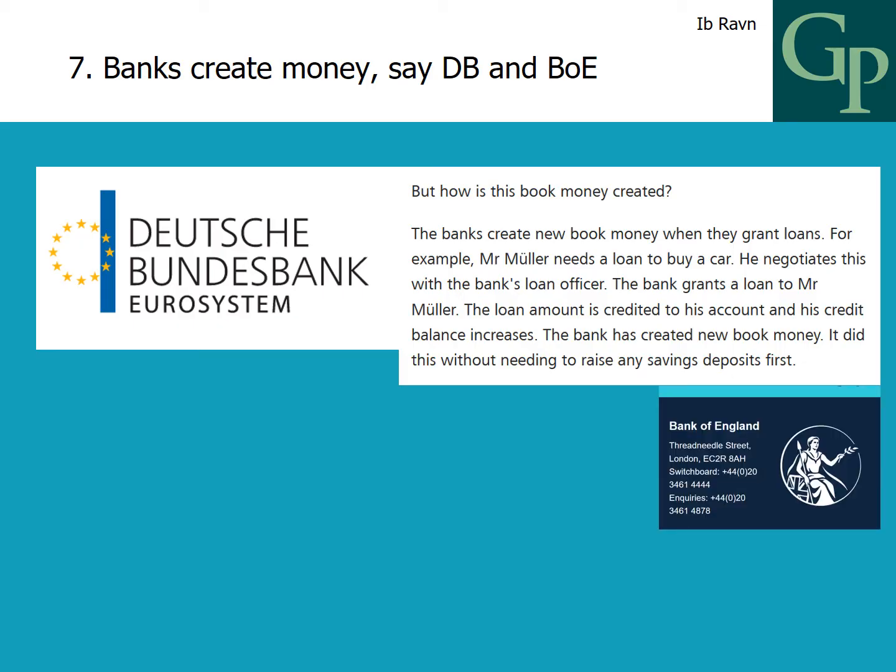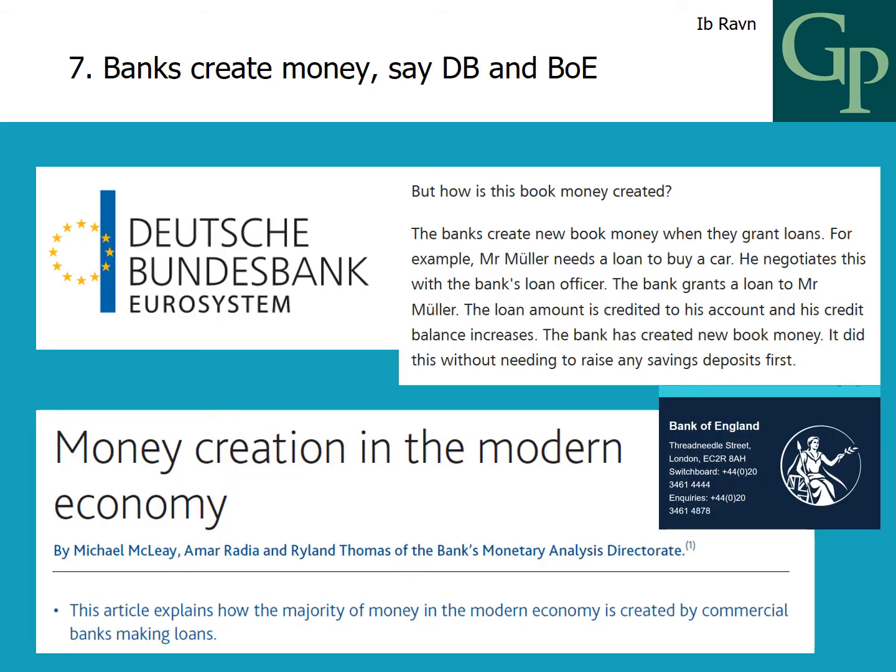Here's from the Bank of England. In an article called Money Creation in the Modern Economy by 3 economists at the bank, the first bullet reads, "This article explains how the majority of money in the modern economy is created by commercial banks making loans."